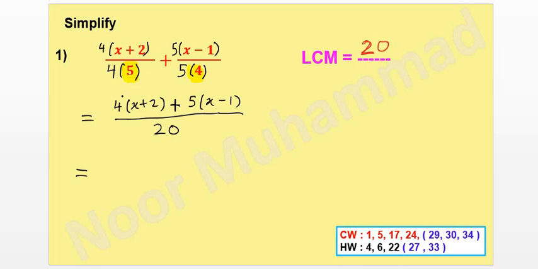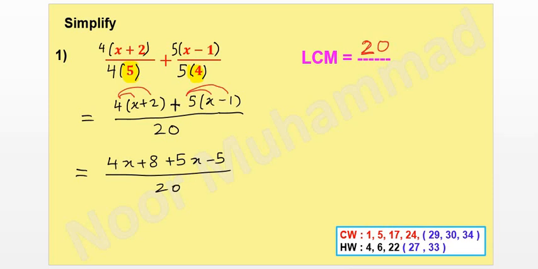So how do we remove the brackets? 4 is going to be multiplied with x, and then 4 is going to be multiplied with 2. Similarly, positive 5 times x and positive 5 times negative 1. So finally we will get 4x plus 8, and here plus 5x minus 5, over 20. Let's highlight the like terms. So 4x and 5x are like terms, and here we have positive 8 and negative 5, they are like terms, right?